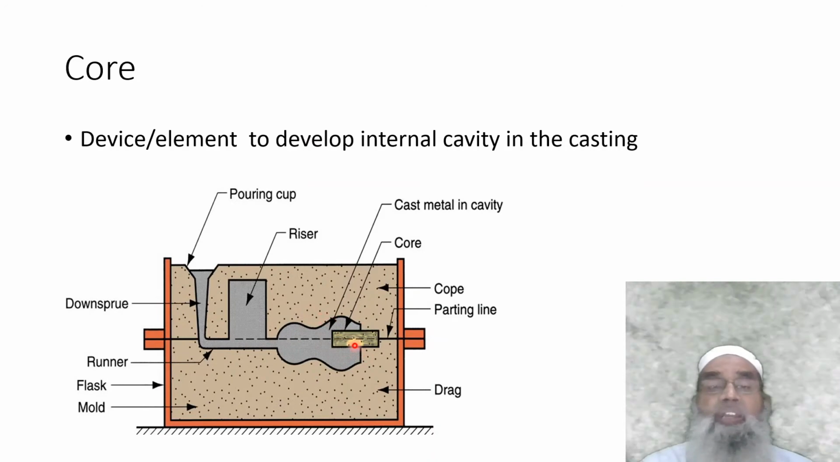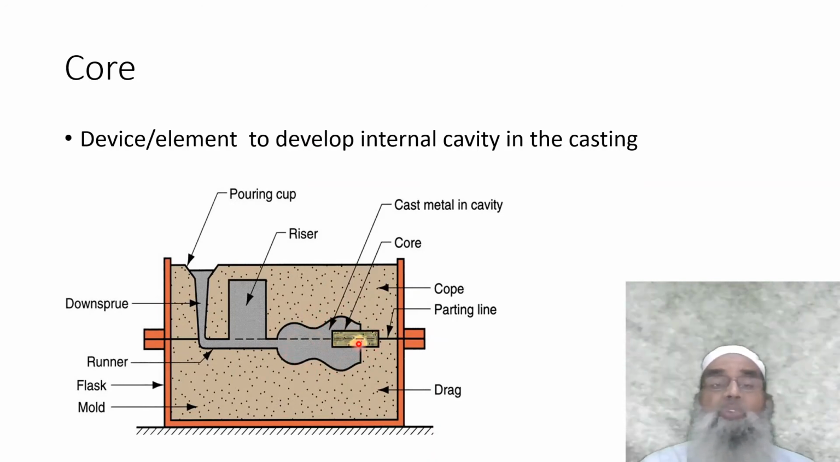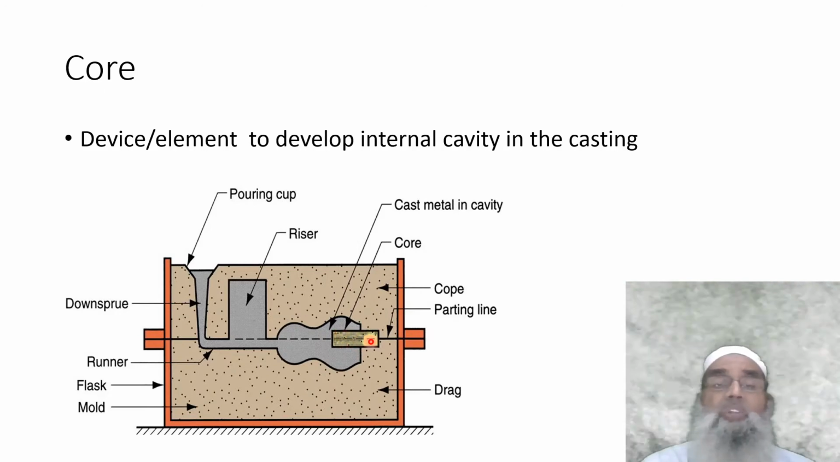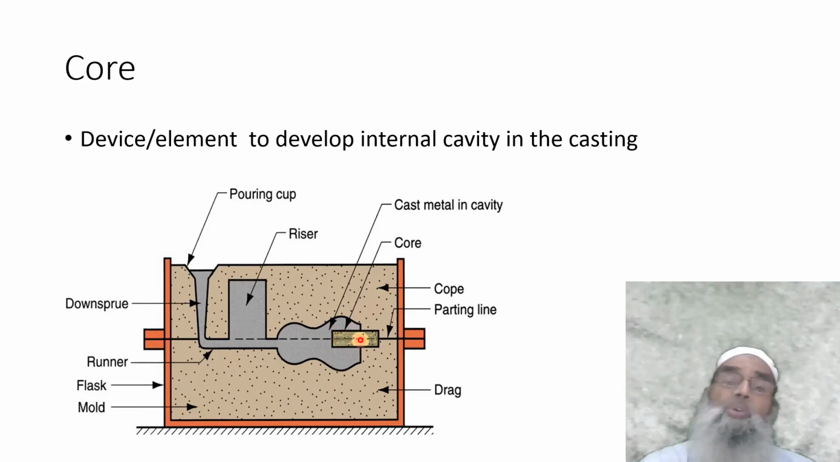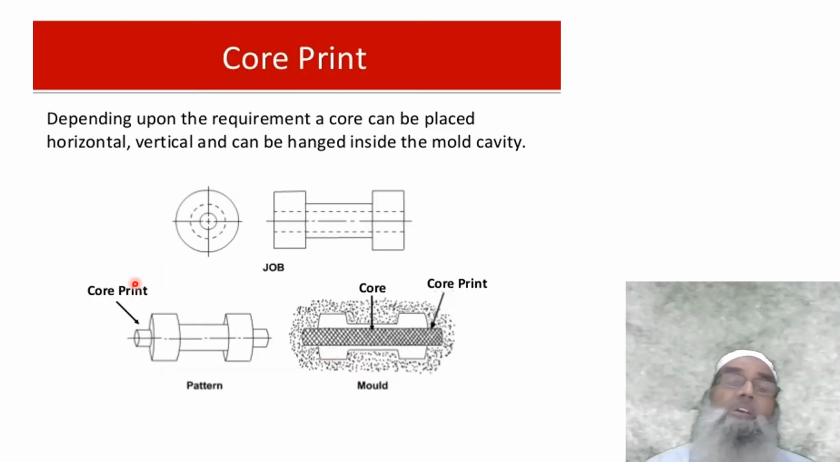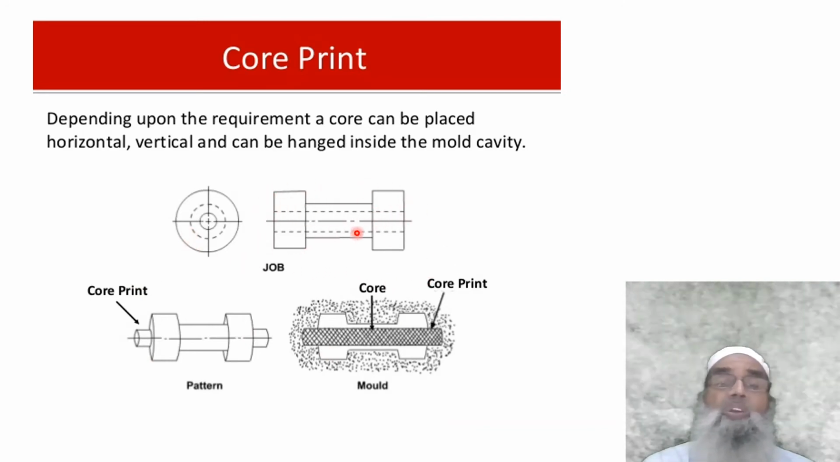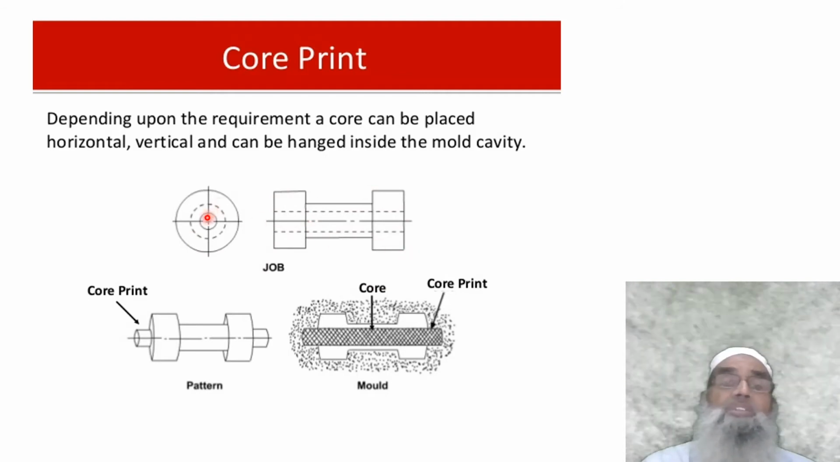Now this casting needs a hole, and therefore a core is being provided over here. This yellow one is the core. This core is provided over here so that a hole can be developed in the product itself. Suppose this is just a cylindrical job with two flanges, a hollow cylindrical job, with the side view and the front view.